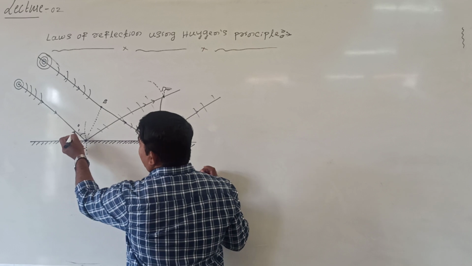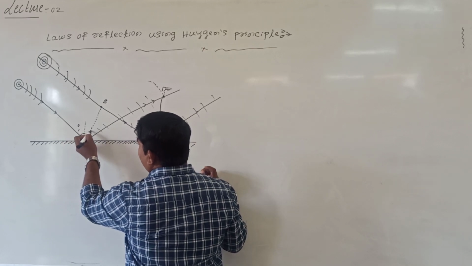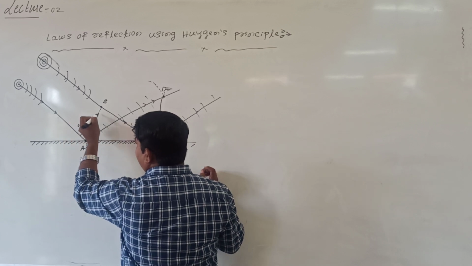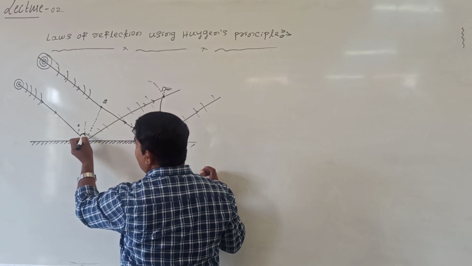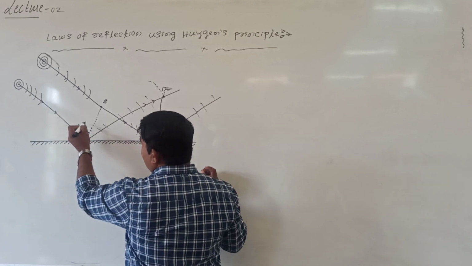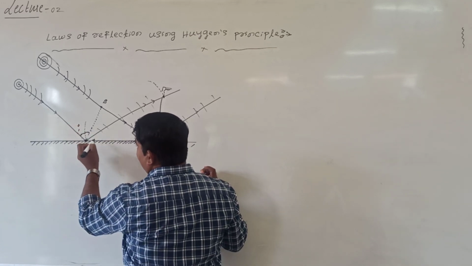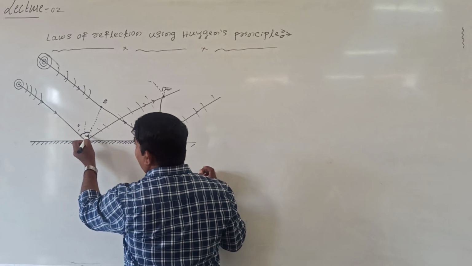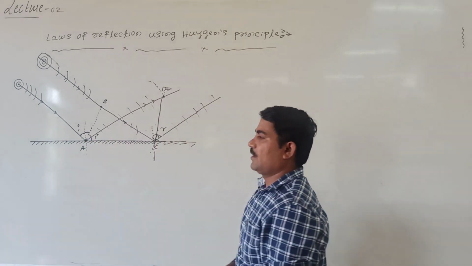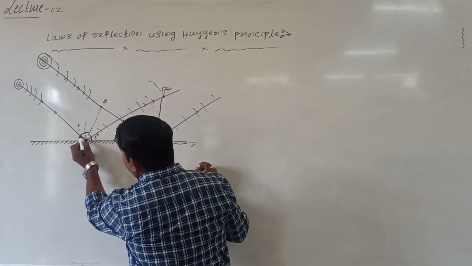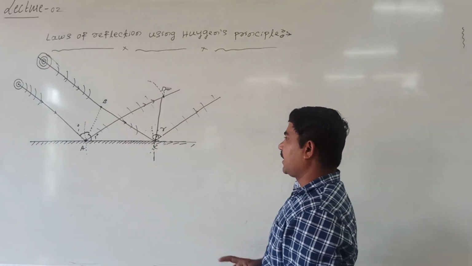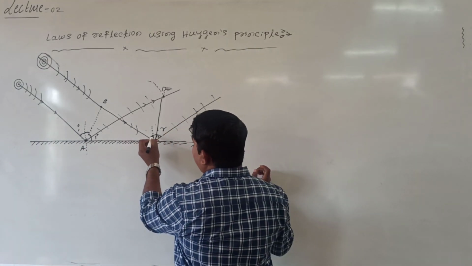Look at me. Now this one and this one, how do they look? They look perpendicular. Which one? This one and this one look perpendicular. If this is I, what about this? 90 minus I. This becomes 90 minus I. Again, this one and this one both are perpendicular. If this is 90 minus I, what about this angle? That becomes I. I mean, this angle I must be equal to this angle I. Right?